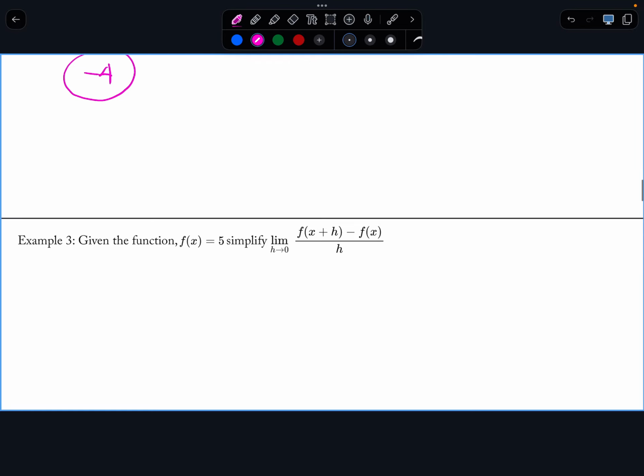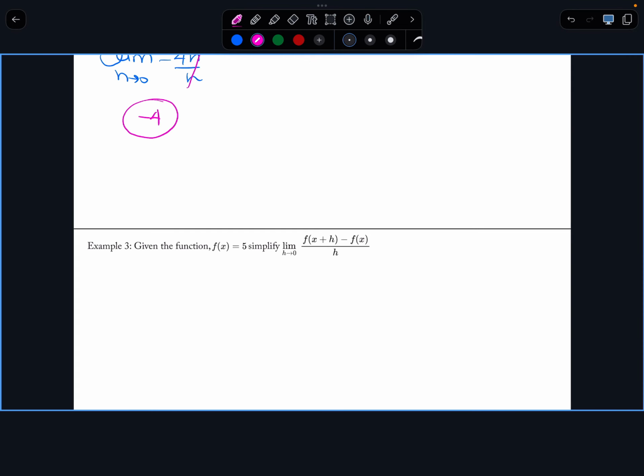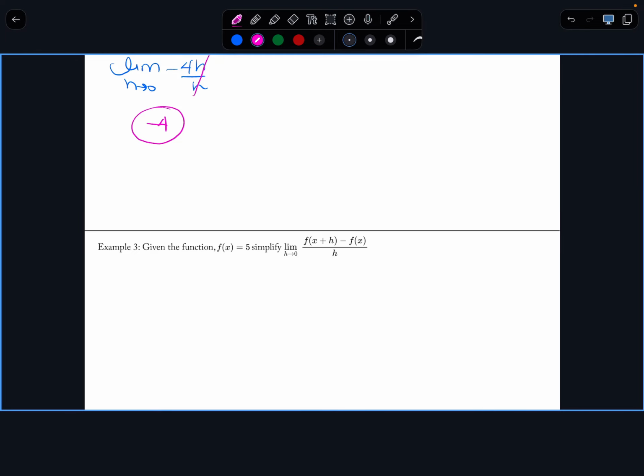The last one is weird. And I will tell you guys, this last one here, I have not seen College Board do this. But I feel like we have to talk about what happens when my f of x is just a number and there's no x. How does this limit work?